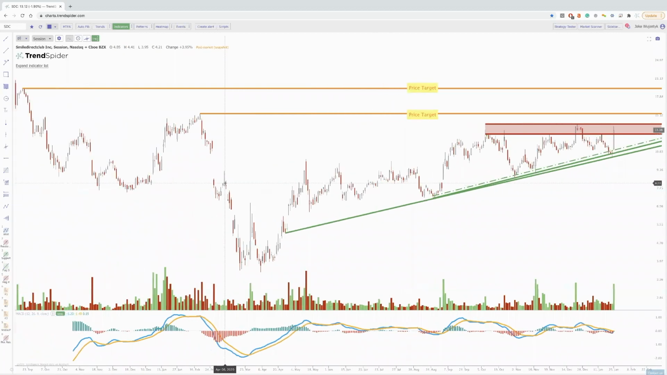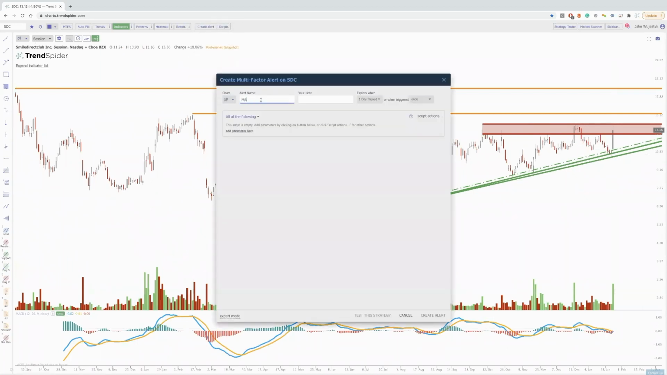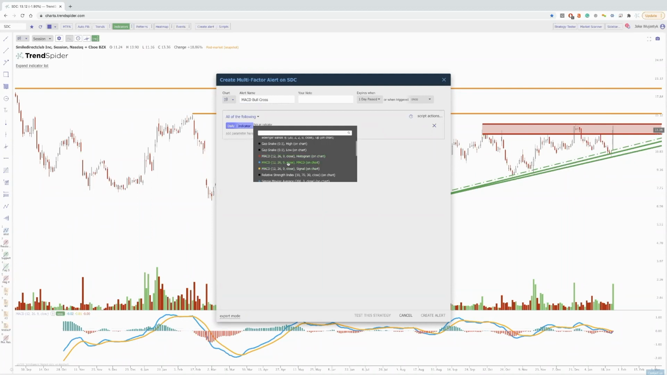Let's say that you really want to know when the MACD crosses to the upside, maybe the MACD fast crosses up through 0.2 or something. You can go into create alert, multi-factor alert, just MACD bull cross, and you can add a parameter, which is simply just the daily indicator. And you can see here MACD crossed up through the constant level of 0.2. And then once that condition is met, then you get the alert.